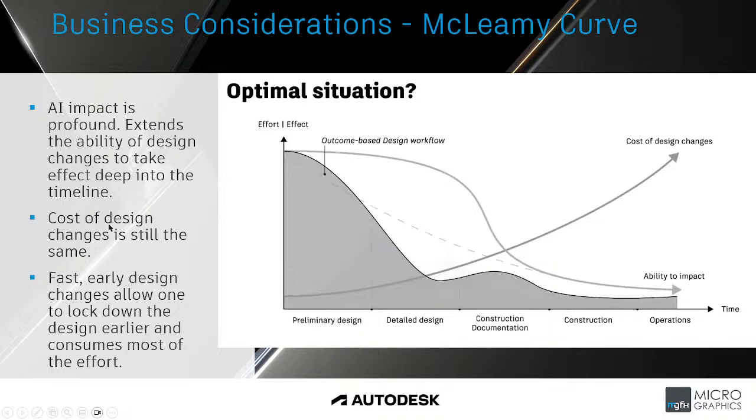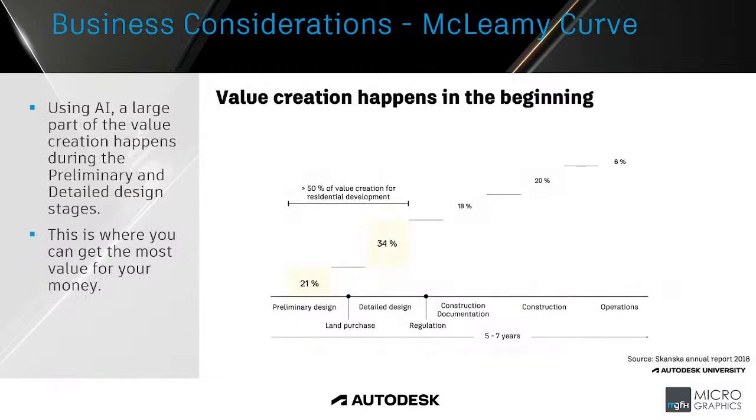So the cost of design changes is still the same. The goal is still the same. Get the client to sign off after the preliminary design, get on with the job. But the majority of the work is put into coming up with a better design. And it says, again, fast early design changes allow one to lock down the design earlier and consume most of the effort. So it's a pretty simple graph to understand, and it should guide us in our acceptance of the technology and taking it through.